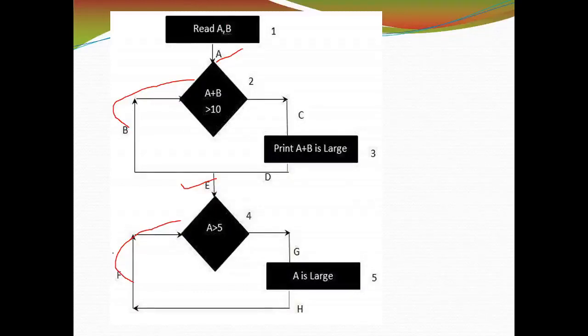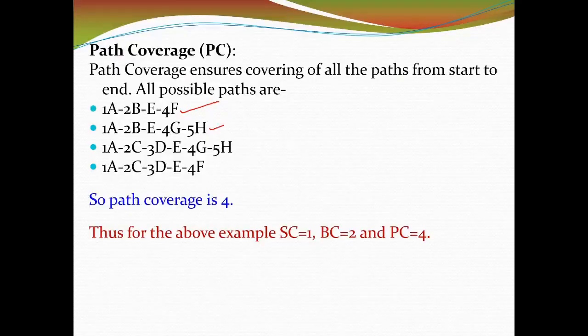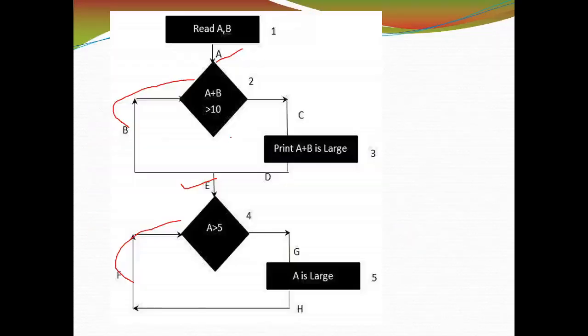Even if this condition is false, it is going to execute the next 4F. So this was the false part. Then the next path we have 1A, 2B, E, 4G and 5H. So 1A, this path it is going to execute.